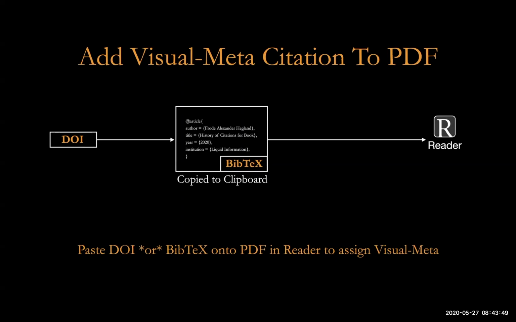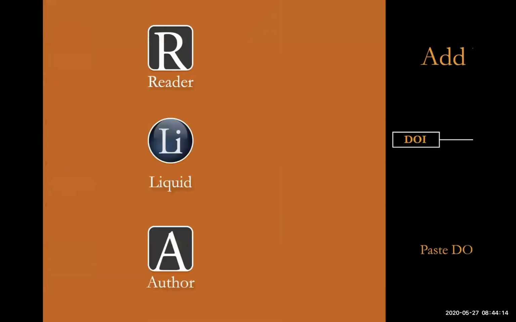Author, of course, exports PDFs with visual meta should you wish, and I will show you that in a short while. However, in order to add visual meta to a document that already exists, you can copy the DOI of the document, which is often in the document, and then just paste it. And Reader will then append and create a visual meta with the BibTeX in Reader.